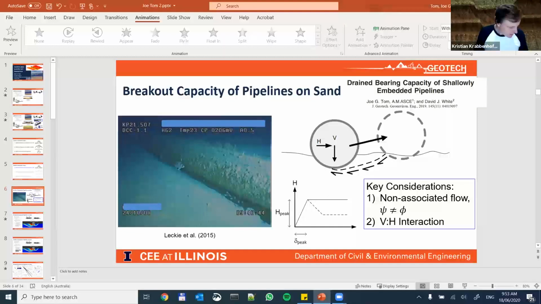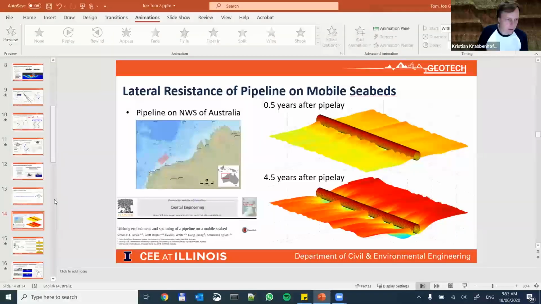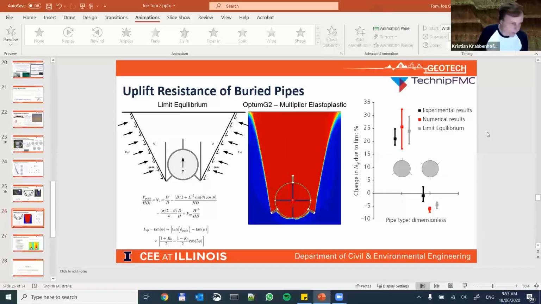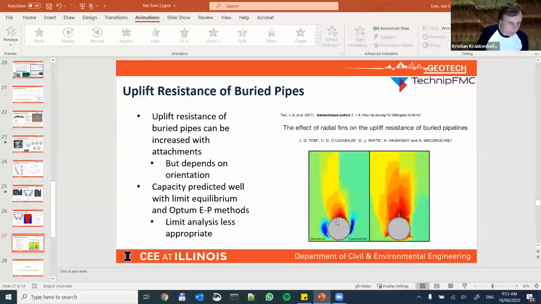Yeah, just back to the fins problem, I had another question on that. If you go back to the uplift with the fins, where you have the experiments versus the OPTUM results, you showed the deformations. Yeah, that one, numerical versus experimental. There's pretty good agreement, you could say, but it's as if the experimental failure mechanism doesn't come all the way to the surface. Is that right? Yeah, that's kind of right.